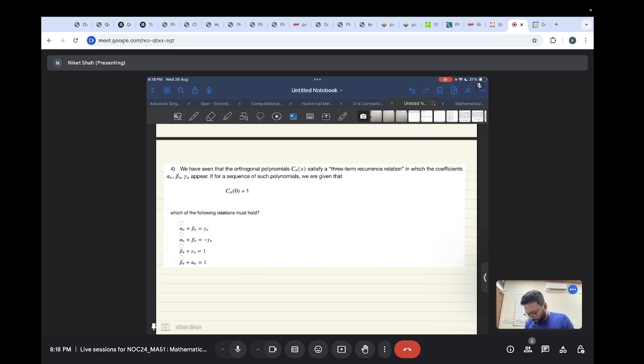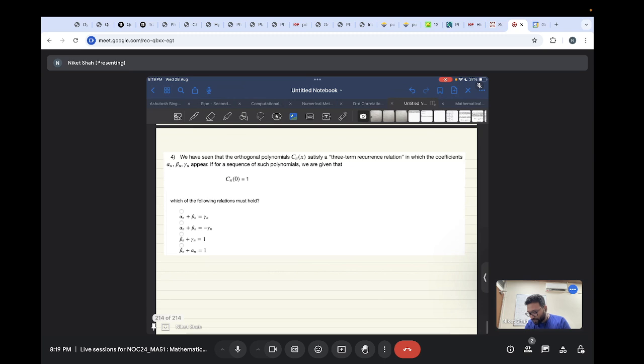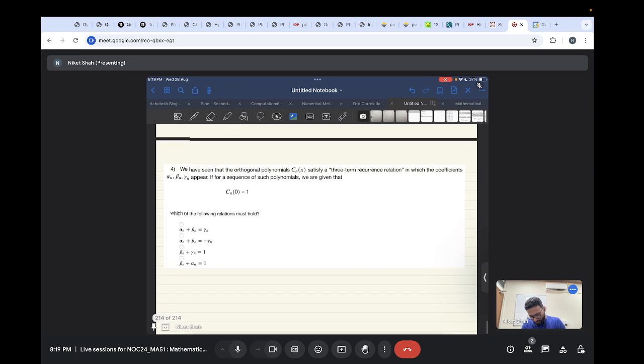So yeah, we have seen that the orthogonal polynomial Cn of x satisfy a three-term recurrence relation in which the coefficients alpha n, beta n, and gamma n appear. If for a sequence of such polynomials, we are given that Cn at x equal to 0 is 1, which of the following relations must hold? So this is one question. What is the three-term recurrence relation?